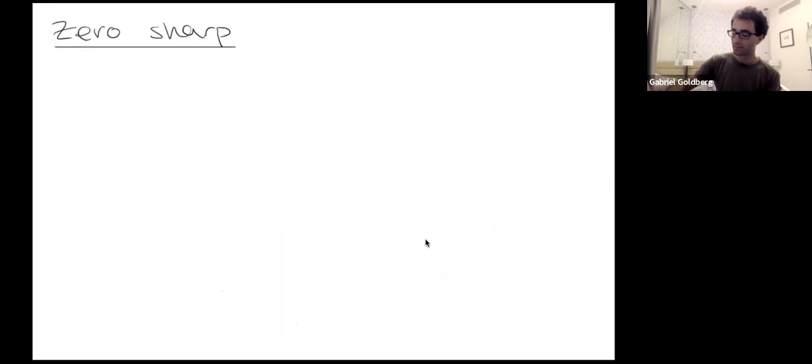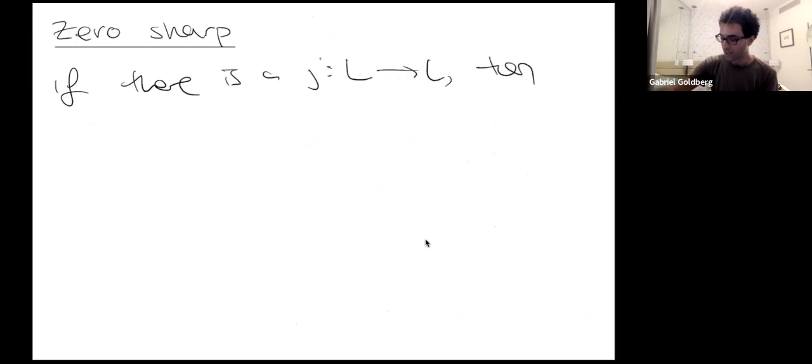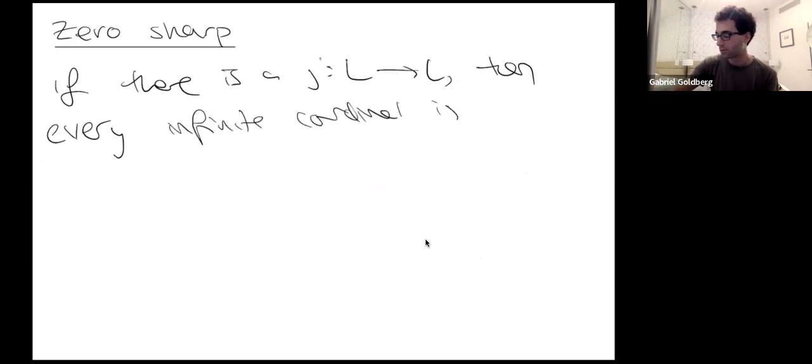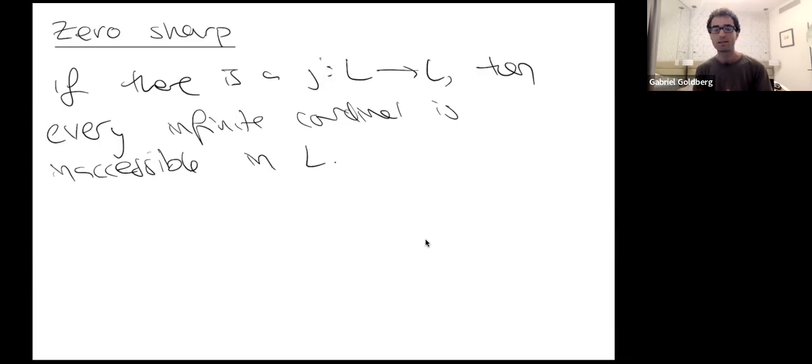On the other hand, if there is a J from L to L, then every infinite cardinal is an inaccessible cardinal. So this is, I think this is really due to Kunen. This involves the concept of zero sharp, which was introduced by Silver.